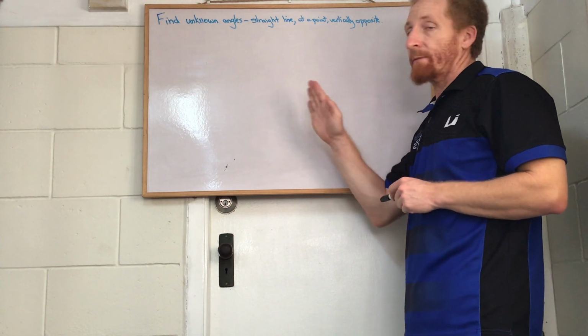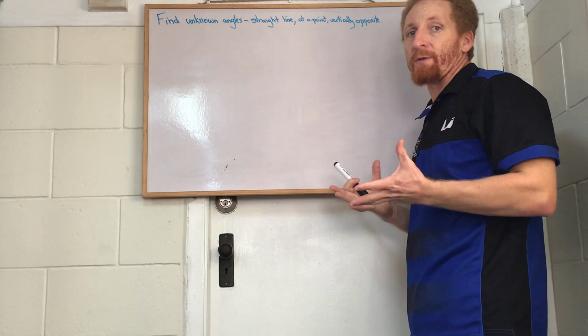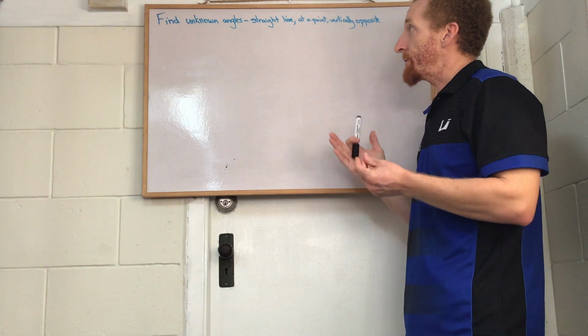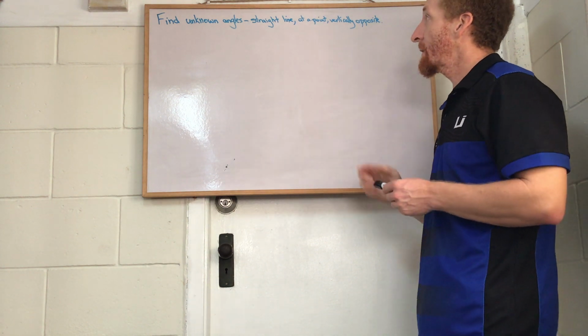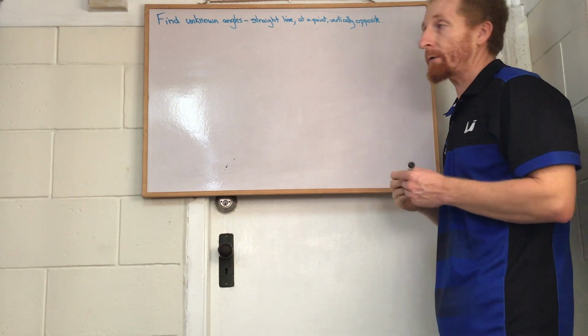Okay, so now we're going to try to find some unknown angles, but I need to show you the concepts that fall beneath that so that you can use those skills and those strategies and those rules to apply. So we're looking at straight lines, angles at a point, and vertically opposite angles.